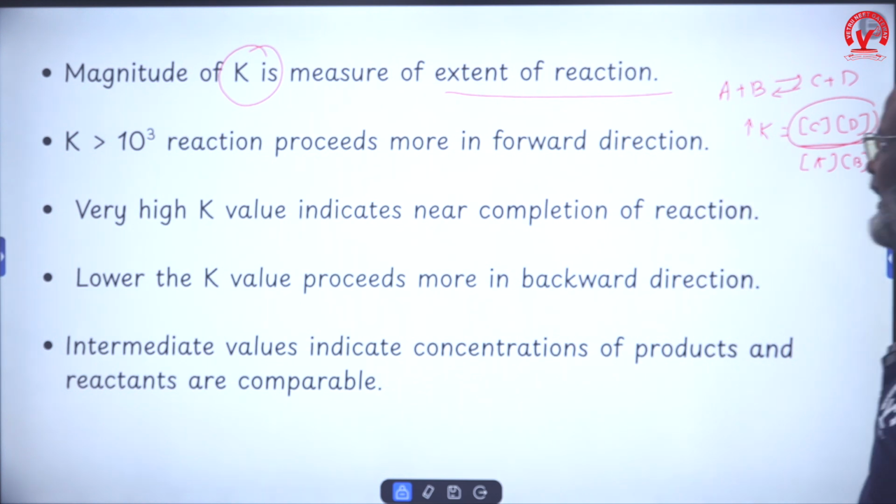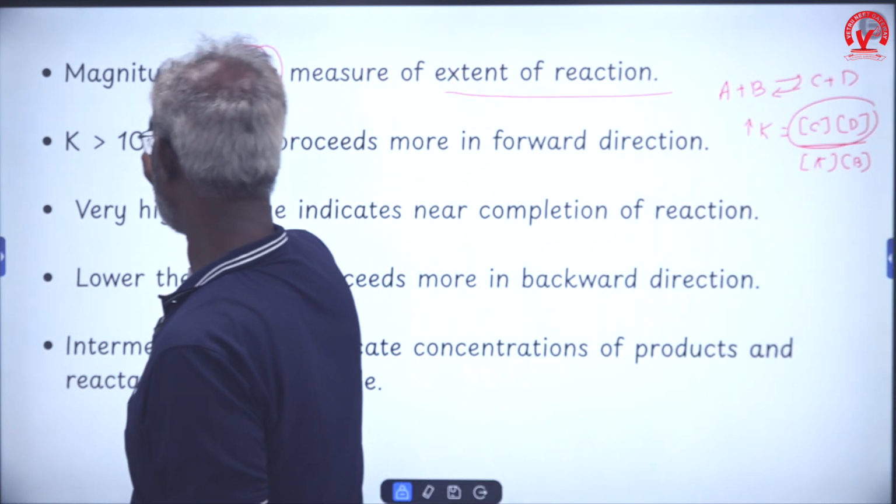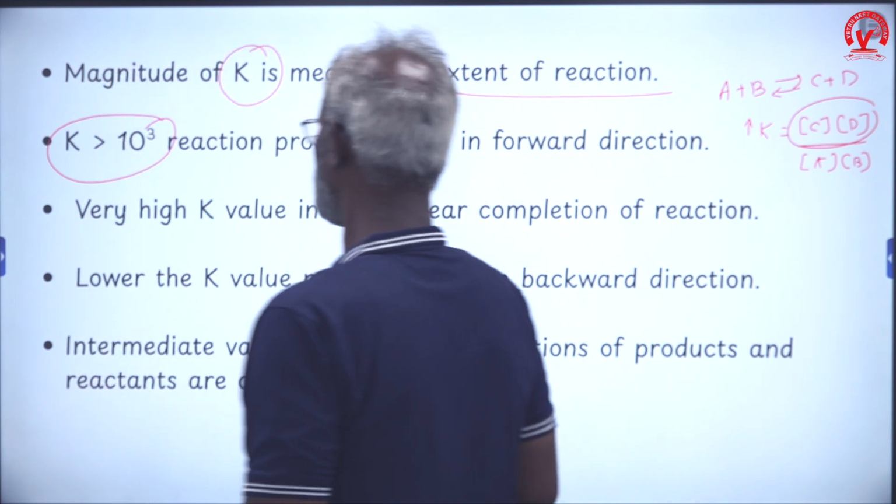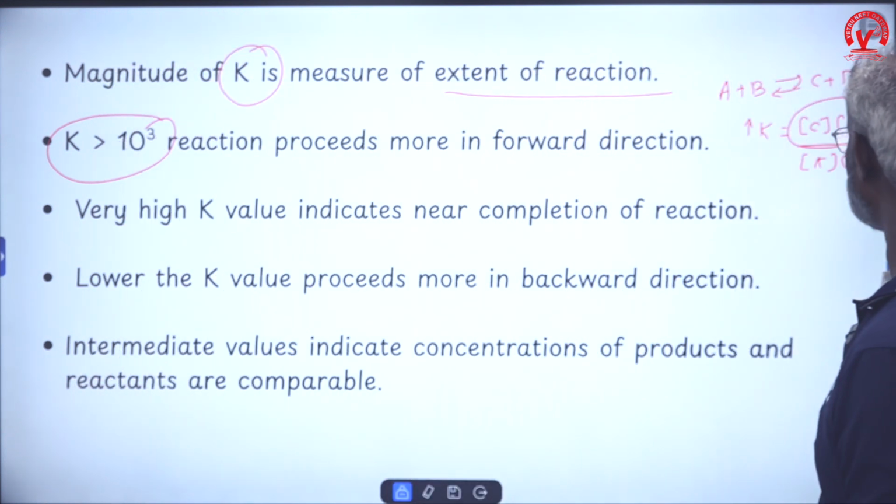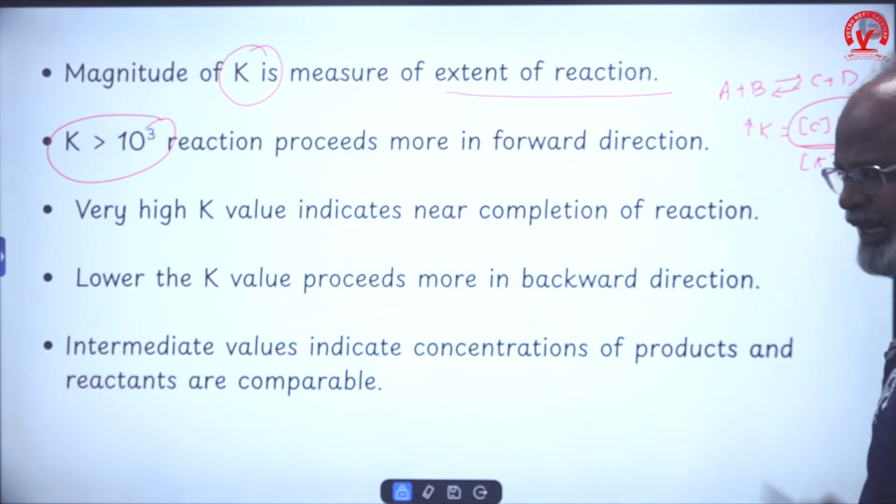So if the product concentration increases, K will increase. If the reactant concentration decreases, K will also increase. So if there is a large value of K, that means more products are formed and the reactants are very less.